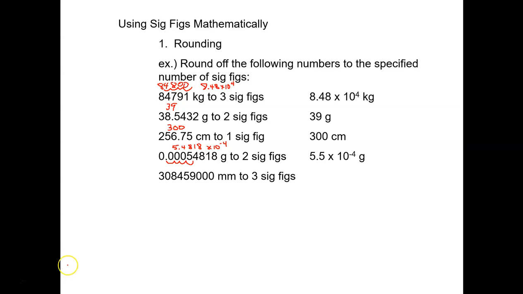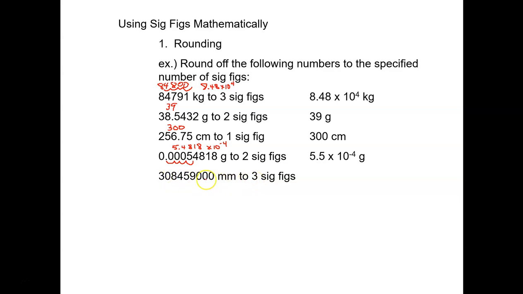So, oh, I've got one more. Try this one. If you remember, the 3 zeros at the end here don't count. There's no decimal point showing. But it's still way too many significant figures. I want to get it down to 3.